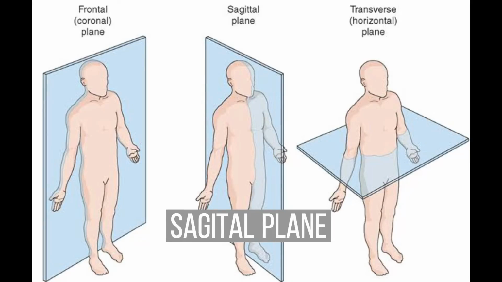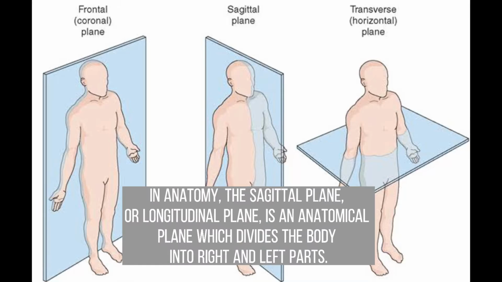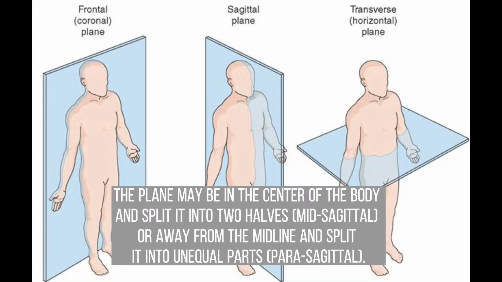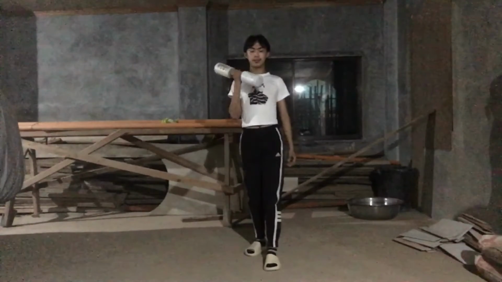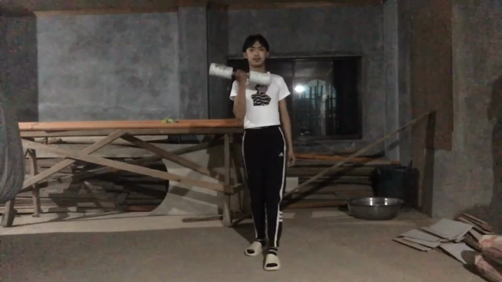In anatomy, the sagittal plane or longitudinal plane is an anatomical plane which divides the body into right and left parts. The plane may be in the center of the body and split into two halves, or away from the midline and split into unequal parts. The example of sagittal plane is the bicep curl.